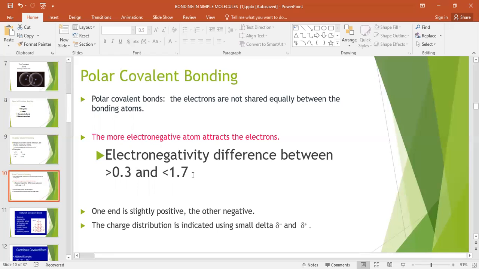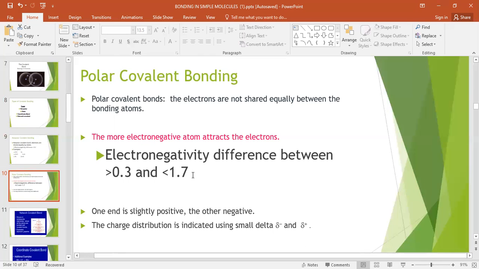One end is slightly positive, the other is negative. As I told you here, partial positive and partial negative. Slightly positive and slightly negative means we are going to show partial positive and partial negative. Clear? Okay, next. The charge distribution is indicated using a small delta as partial negative and partial positive.